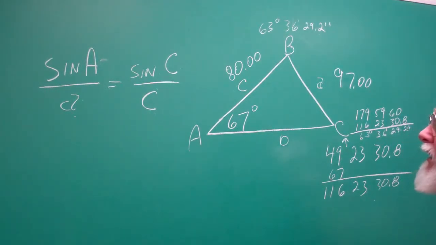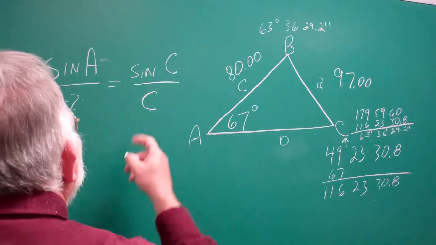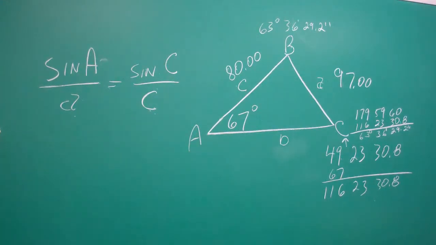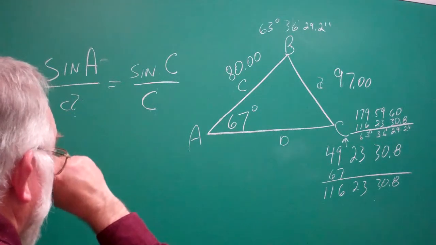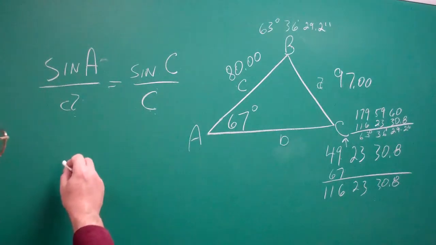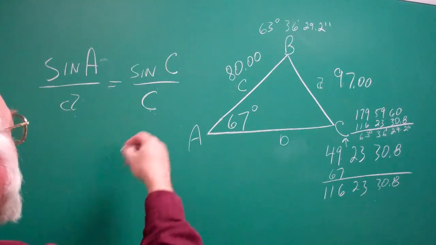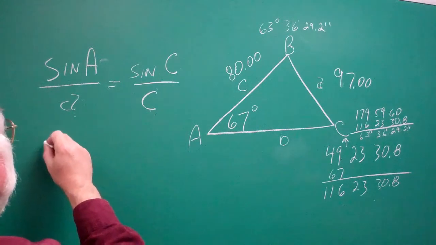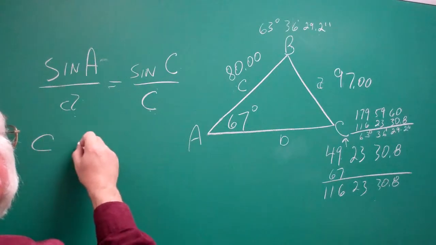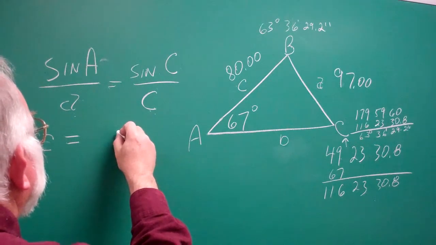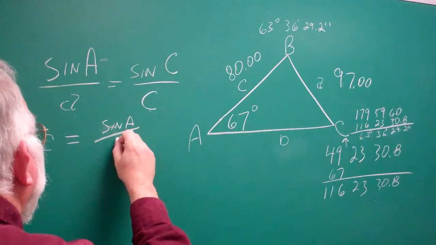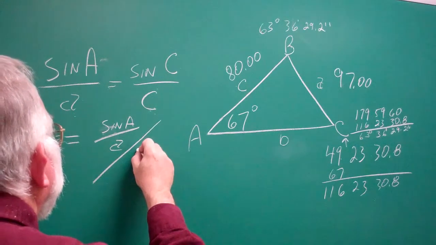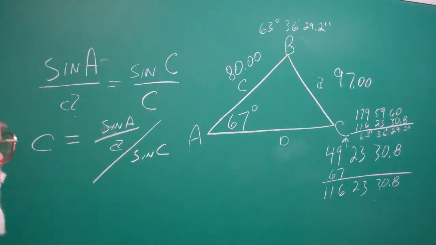So you can do sine A over a is equal to sine B over b. You could just flop the whole thing around. It's just as easy to do one thing as the other. So just rewrite the equation. I hate solving for denominators and having to inverse and all that, so let's just say that c is equal to sine C, or sine A over a divided by sine C. And you can go back to your algebra book to get that, because that's just substitution.